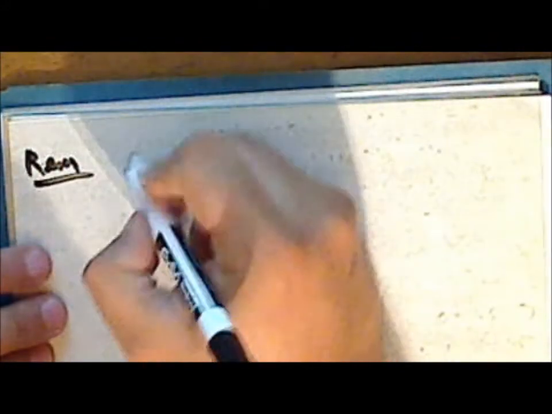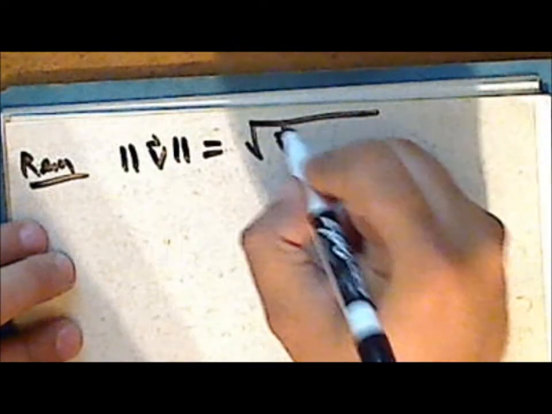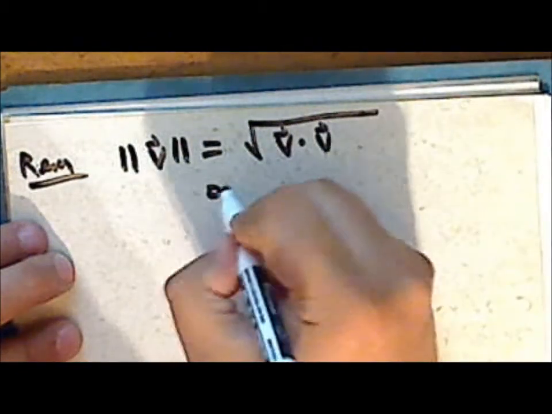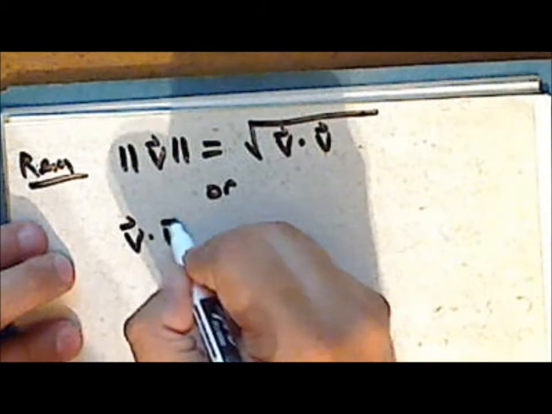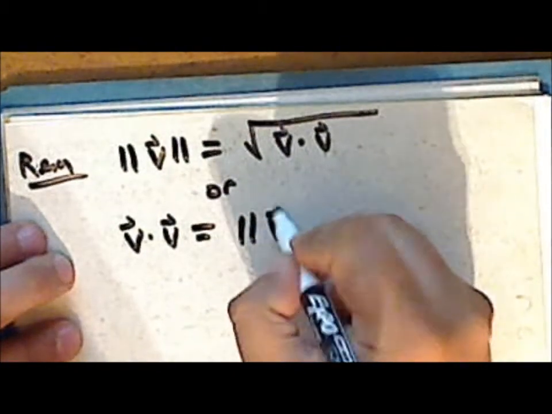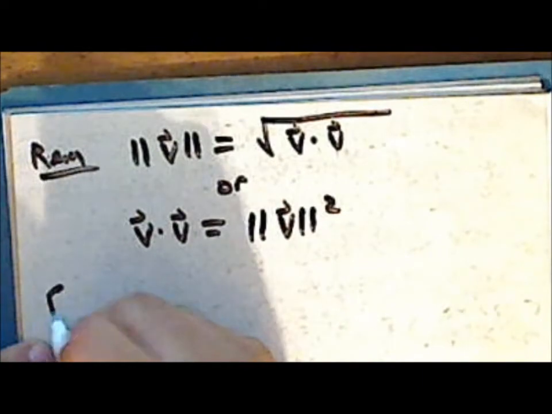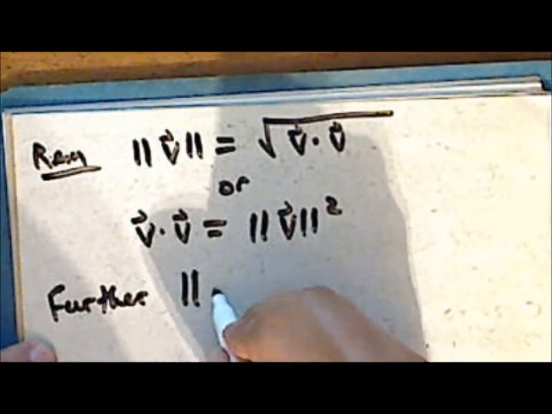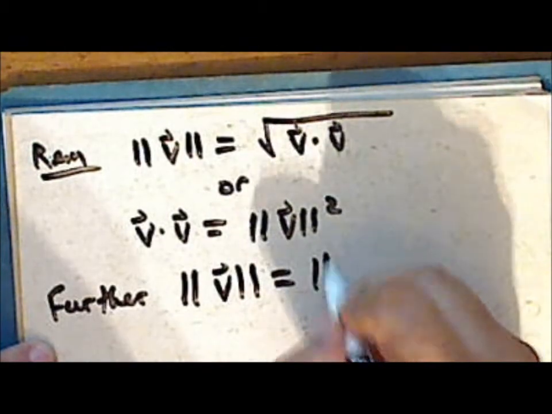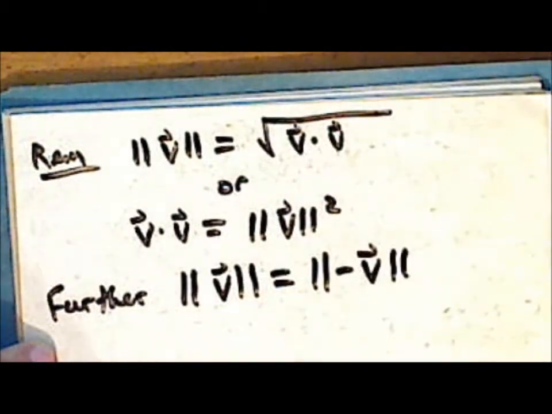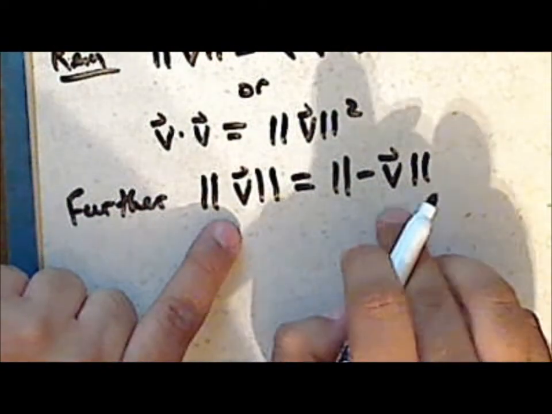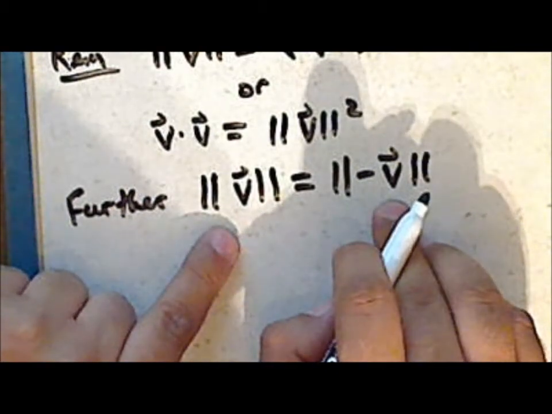So notice that the magnitude of a vector is the square root of the dot product of the vector with itself, or equivalently, the dot product of a vector with itself is the square of the norm of that vector. Notice also that the norm of the vector v is the same as the norm of the opposite of the vector v, because the two vectors have the same length but opposite directions.